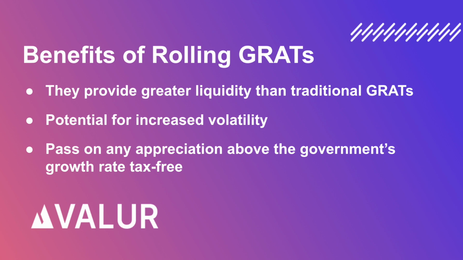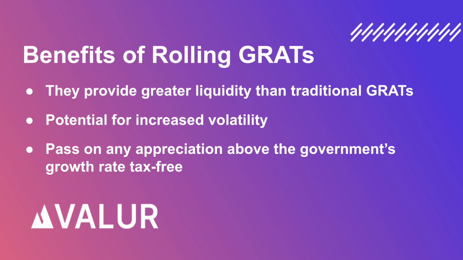Another benefit of rolling GRATs is their potential for increased volatility. The key feature of a GRAT is that the grantor gets to pass on any appreciation above the government's expected growth rate tax-free, whereas anything below that hurdle returns to the grantor. By taking any money that is returned and trying another GRAT, it's advantageous to target maximum asset growth, even if it means huge volatility. In other words, it's better from an estate tax perspective if your assets have a 50% chance of doubling and a 50% chance of staying flat, rather than a 100% chance of growing, say, 10%.